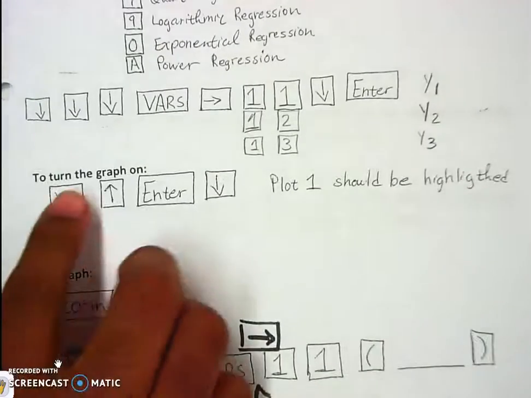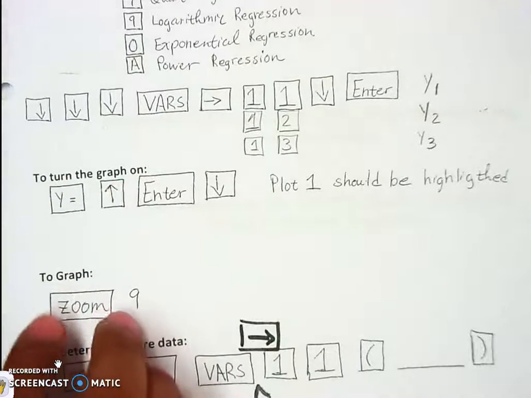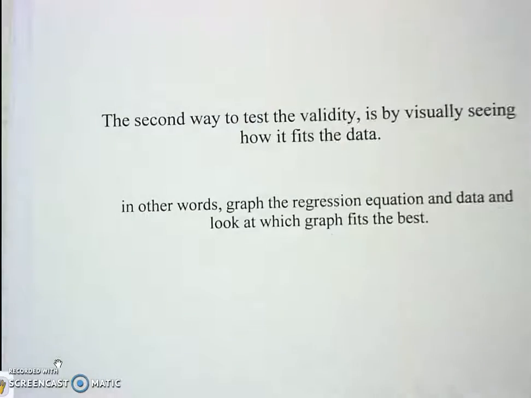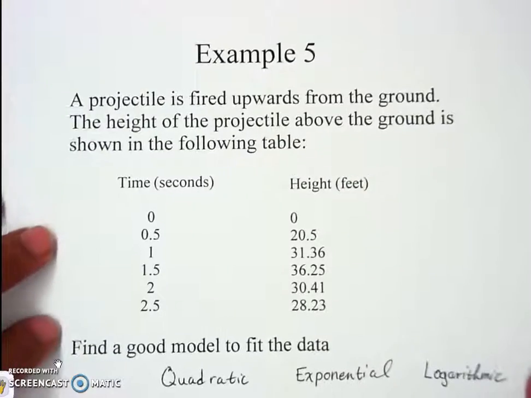So this time we're going to turn on the graph, and then do zoom 9. So with this part, we're going to have example 5. It's our last example.